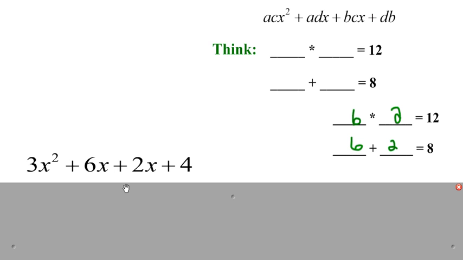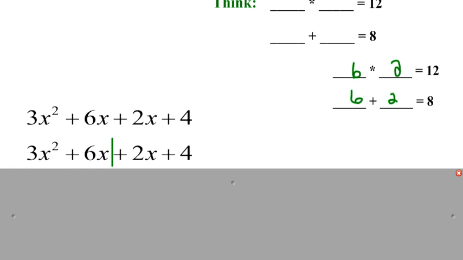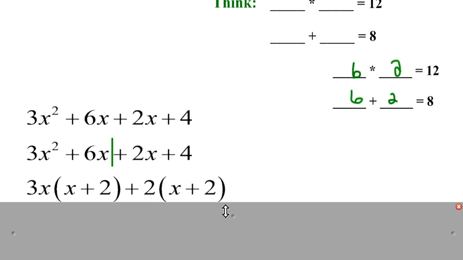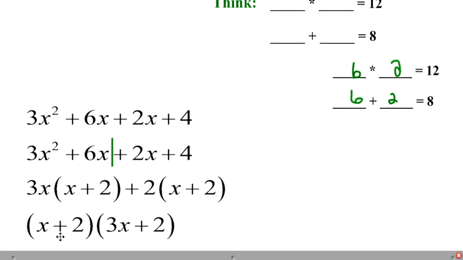So again, we said once we had the 4 terms, we could easily divide them into pairs and see what they have in common and divide out from each pair. So in our first pair here, we could divide out a 3x, and in our second pair here, we can divide out a 2. So that would leave us with 3x times x plus 2 plus 2 times x plus 2. We can see that x plus 2 is being multiplied by both 3x and 2. So we're going to write it as the quantity x plus 2 being multiplied by 3x plus 2. There's our factored form.